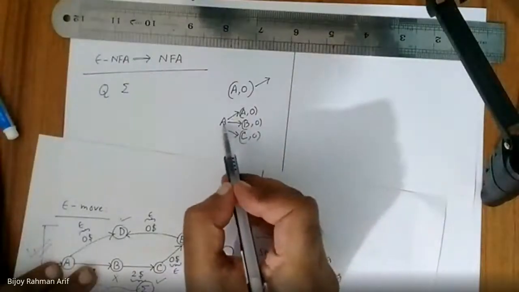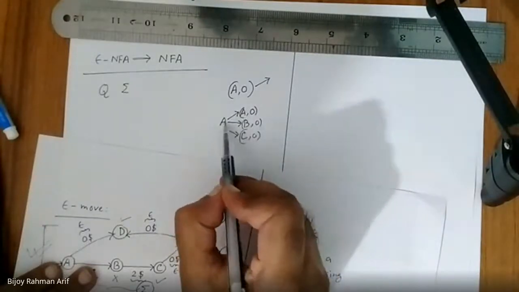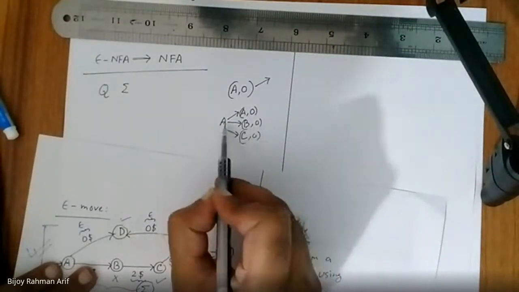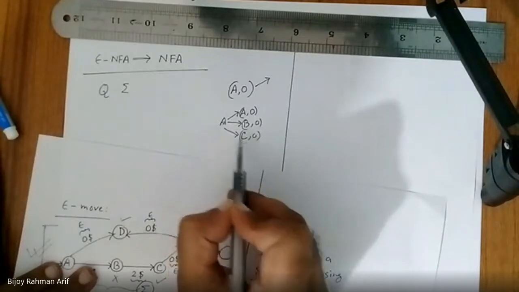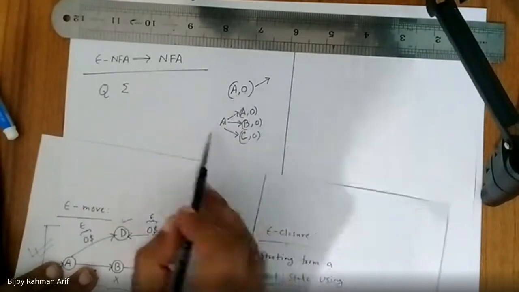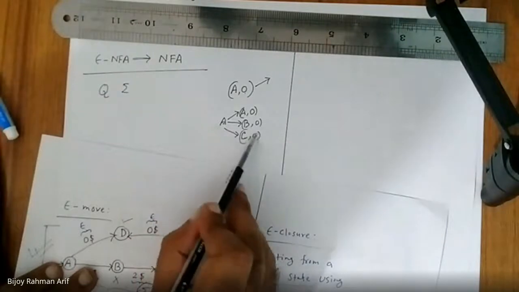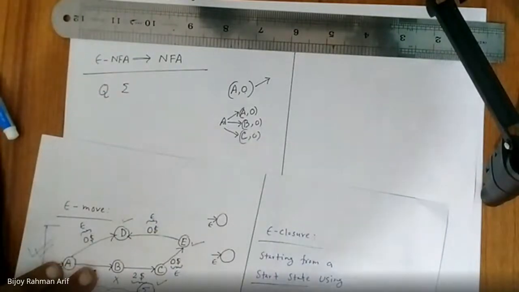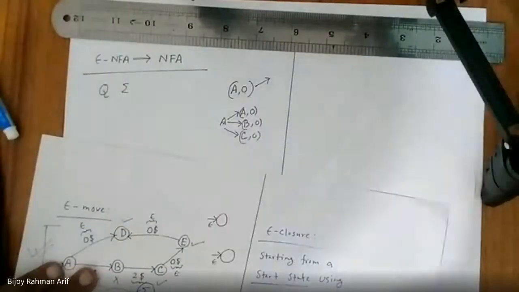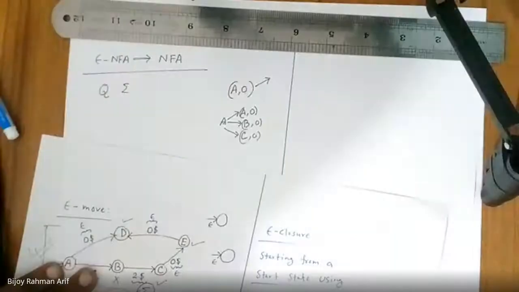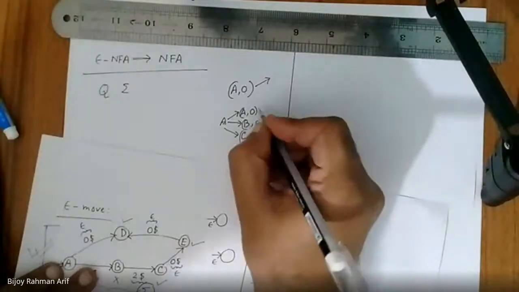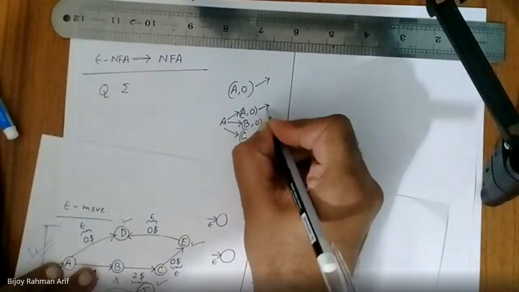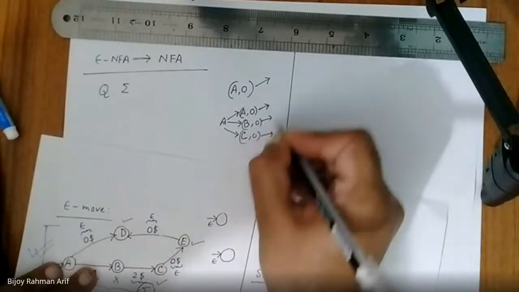Yes, sir. Because without reading anything, you can reach A. Without reading anything from A, you can reach B. Without reading anything, you can reach A to C. So A on 0, at first you can go from A to C, then you take the move on 0. Is it possible or not? Possible. I replace A with C, then I take the move on 0. Am I right? Yes, sir. So it is possible. Then after taking this move, again I'm finding epsilon closure.